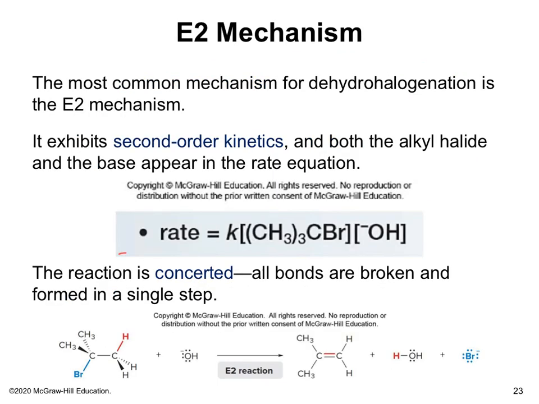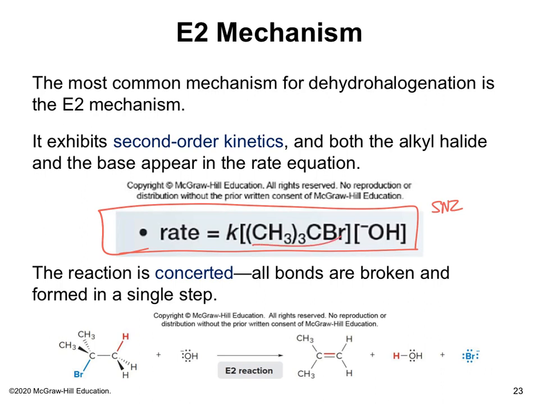So the E2 mechanism has the same rate law as an SN2. You've got your substrate and the concentration of, in this case, a base instead of a nucleophile. The kinetics are second order. It's also concerted, so it's all happening at the same time. And this is where you want to label your alpha carbon, which is where your leaving group is, and then your beta carbon.